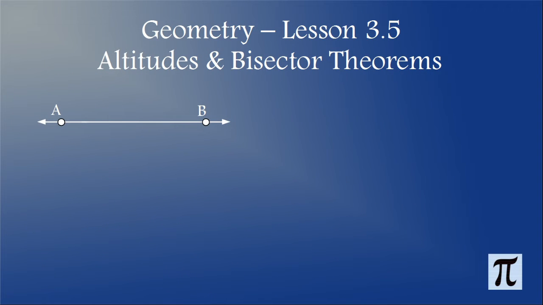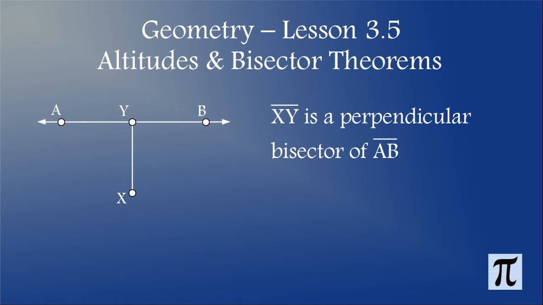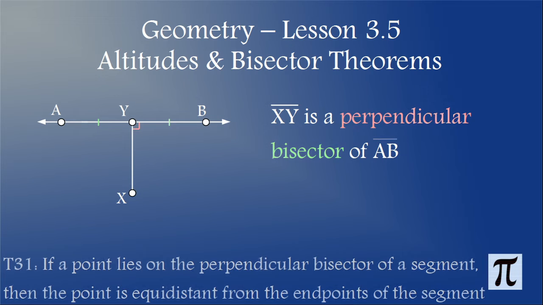Here we have a line with 2 points on it, A and B. I'm going to add 2 points, X and Y. Y is on the same line as A and B. I'm going to draw it such that segment XY is a perpendicular bisector of AB. So it's perpendicular, so we know the angle there at Y is 90, and we know that AY is congruent to BY. This leads us to Theorem 31.